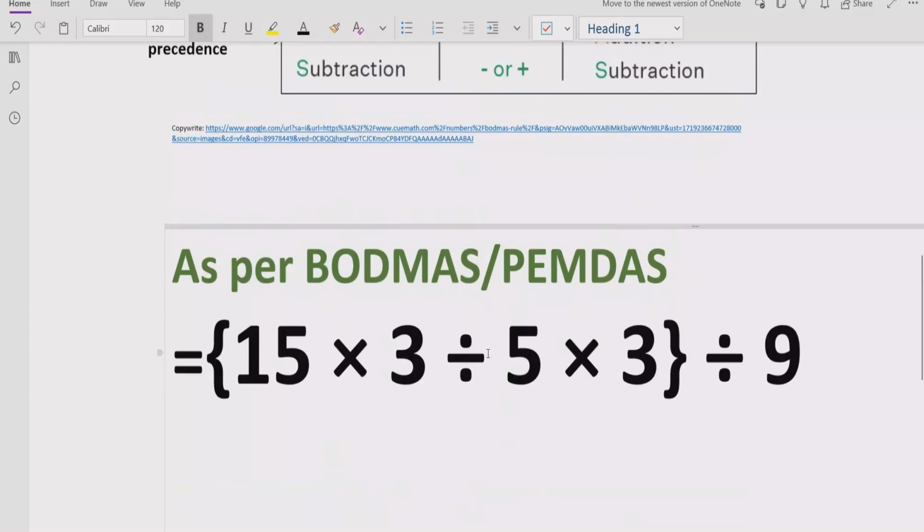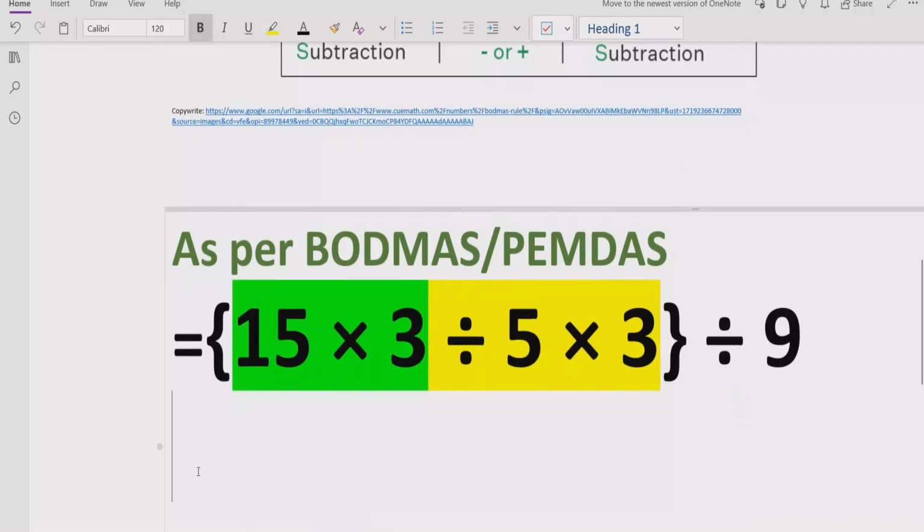According to the BODMAS and PEMDAS rule, first of all, we have to solve the bracket, which is this one, 15 divided by 3 multiplied by 5 and divided by 9 multiplied by 3. So first of all, we have to solve this one. But inside the bracket, we have three operations, 1, 2, and 3. So one by one, we have to solve. First one, we have 15 divided by 3. We have to solve this one first.